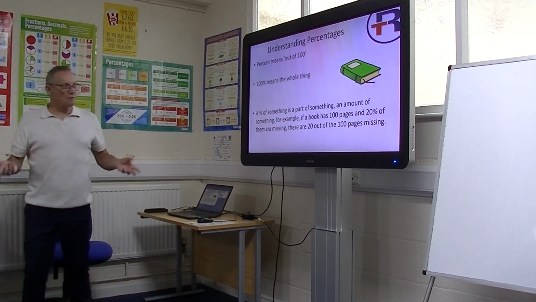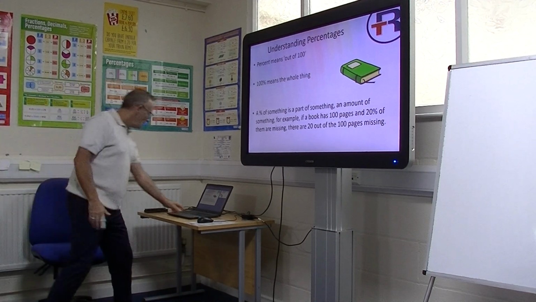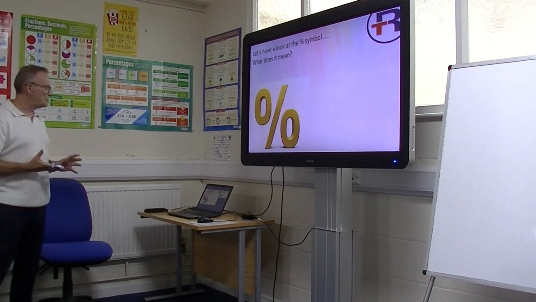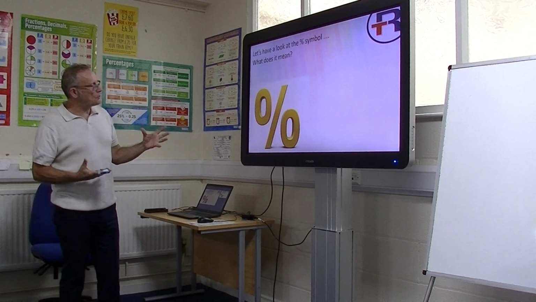For example, if a book has 100 pages and 20% of them are missing, it means 20 pages are missing, or 20 out of 100 pages are missing. So have a look at the percentage symbol then. That's what it looks like. But what does it actually mean?